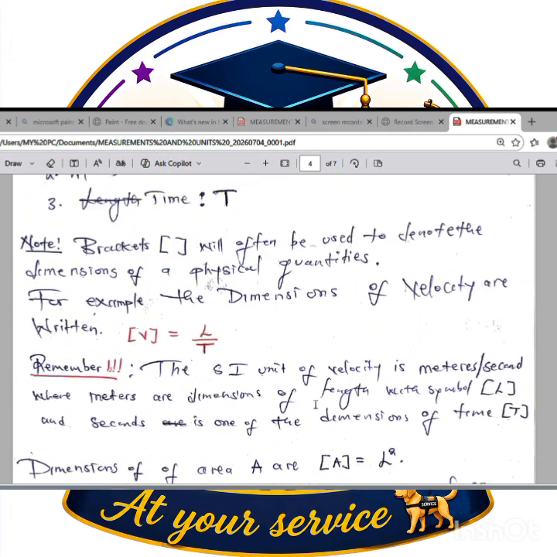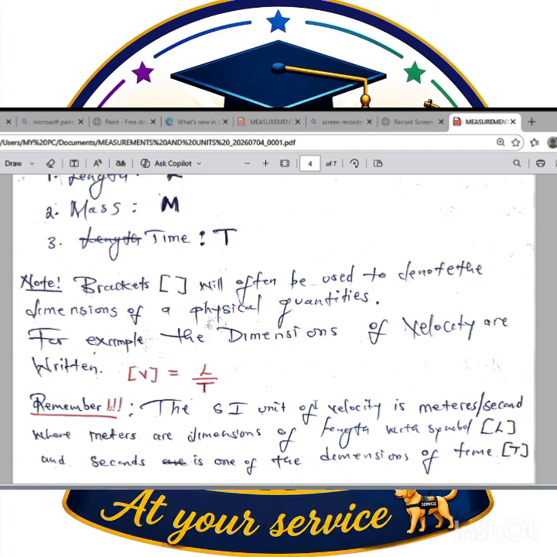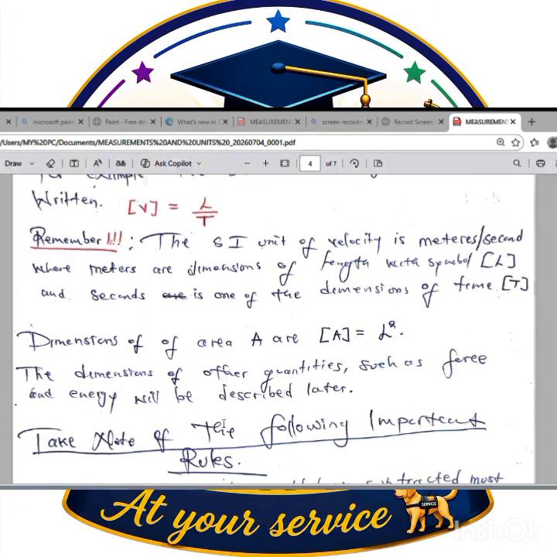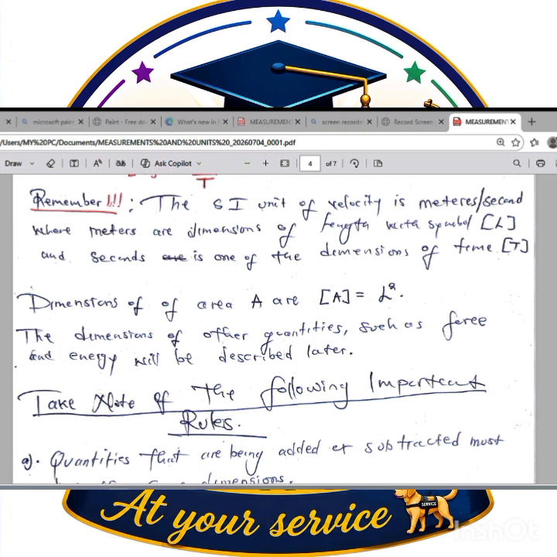First we write the formula for velocity. You write the SI units for velocity, which is meters per second. Those meters per second are the units of velocity. Then you express them in the form of dimensions, where meters is the dimension of length, and seconds is one of the dimensions of time. Then the dimensions of area A is equal to L squared.